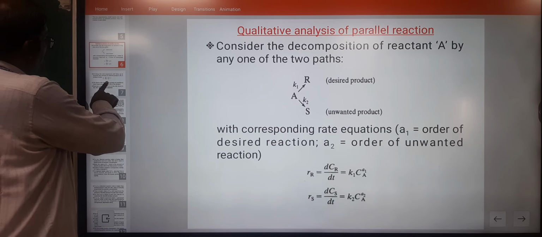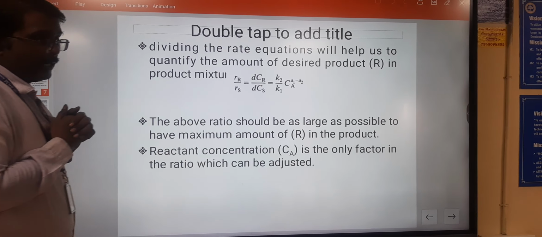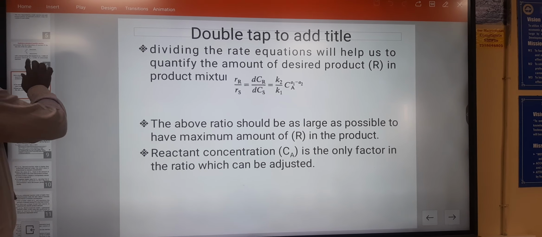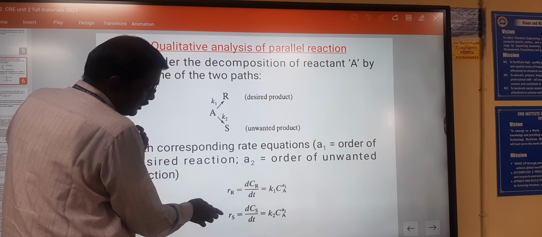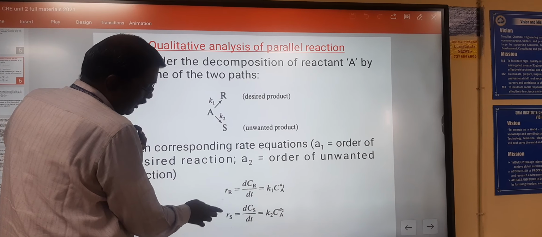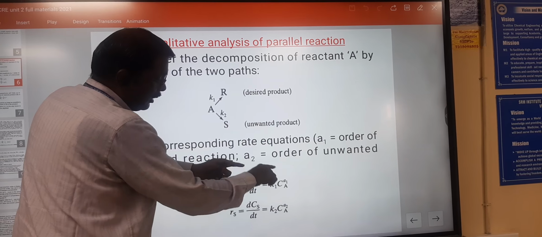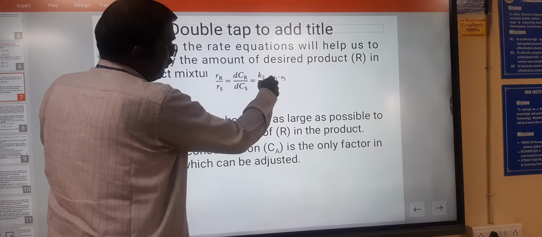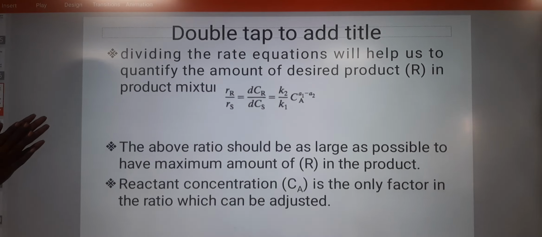So the next step is to divide the rate equations. In the previous slide we have seen the rate equation for both the stoichiometries. Now on dividing the rate equations, we can see that the time factor will get cancelled. If you divide this by this, what will happen? RR by RS, so this dt will get cancelled. The Ca term is common in the ratio, which means we can subtract the powers like what is shown here. So the time variable will disappear from the final equation.